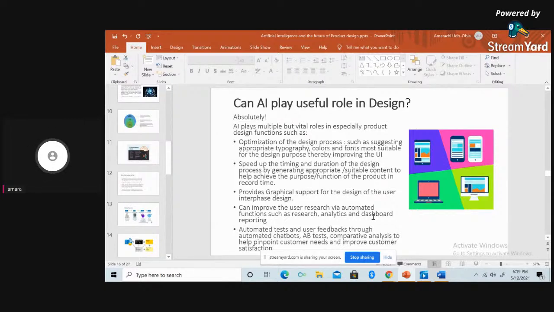Okay, but I don't see it replacing people, and I don't see it as something that is going to take over. Rather, it is something that is going to be improved and used by designers. So that definitely is the future of product design.